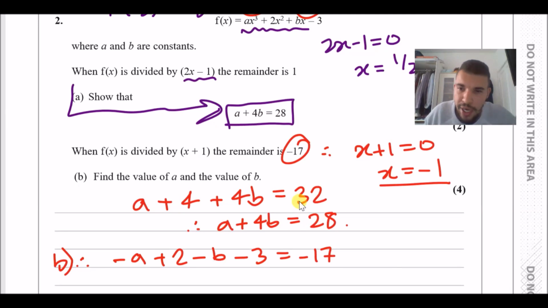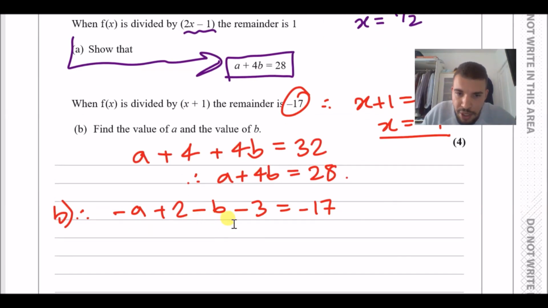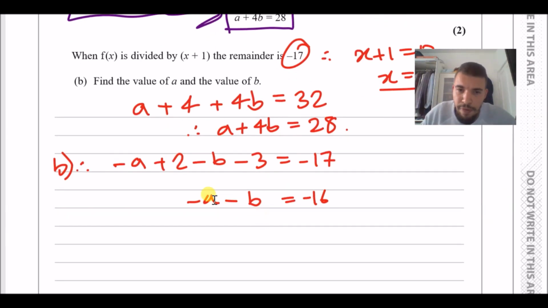So we just go ahead and tidy this up a bit. So what we could do is 2 take away 3 is minus 1. Add it across, you get minus 16. And on the left side, you got minus a and minus b. Now just to make it look nicer, I'm going to go ahead and move minus a minus b across to the other side and minus 16 to the left. So then everything goes positive. Okay, so therefore a plus b equals 16.